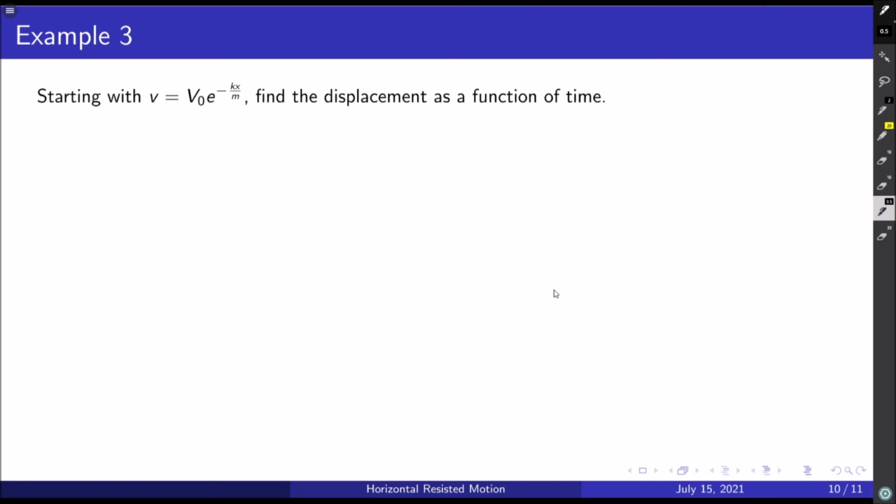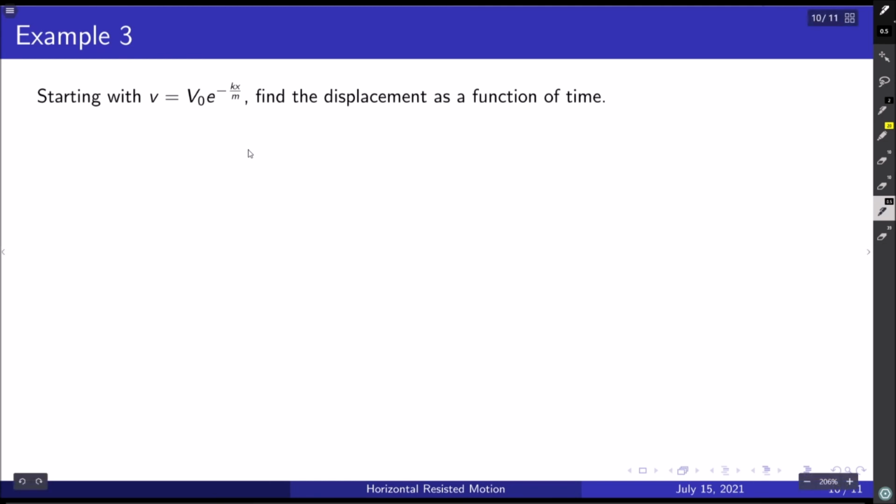So from this expression of velocity in terms of displacement, we're now trying to turn it into displacement as a function of time. That's something we can do, because earlier we looked at how to formulate velocity as a function of time, and now we're going to try to link this one.